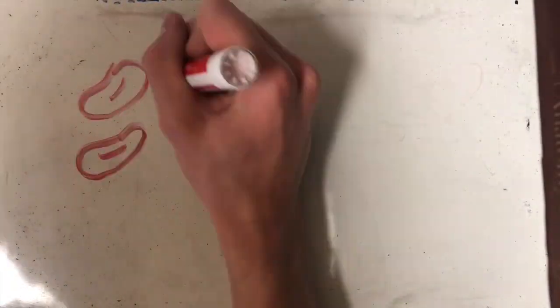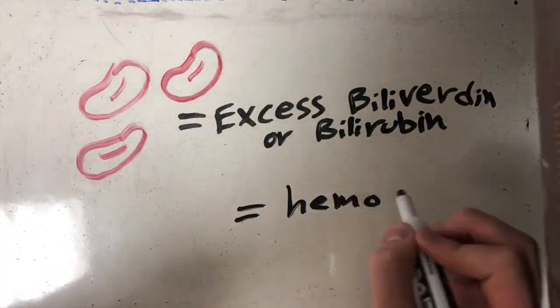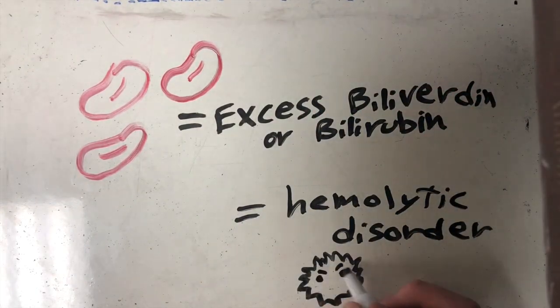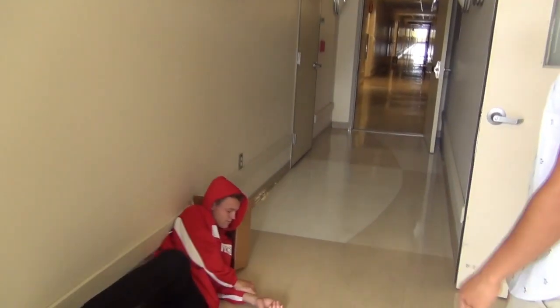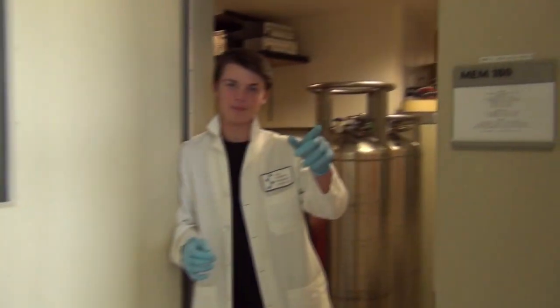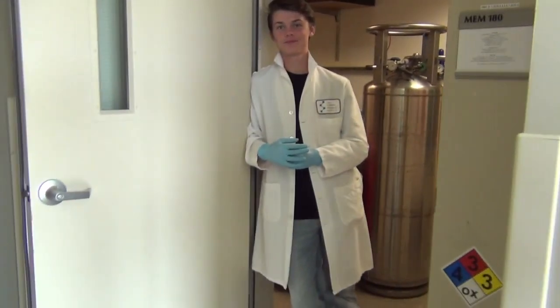An excess of biliverdin or bilirubin in the blood is characteristic of a hemolytic disorder like hemolytic anemia, where your immune system attacks your red blood cells. I'm a macrophage. I am a damaged red blood cell. Macrophages destroy damaged red blood cells in the liver and spleen.